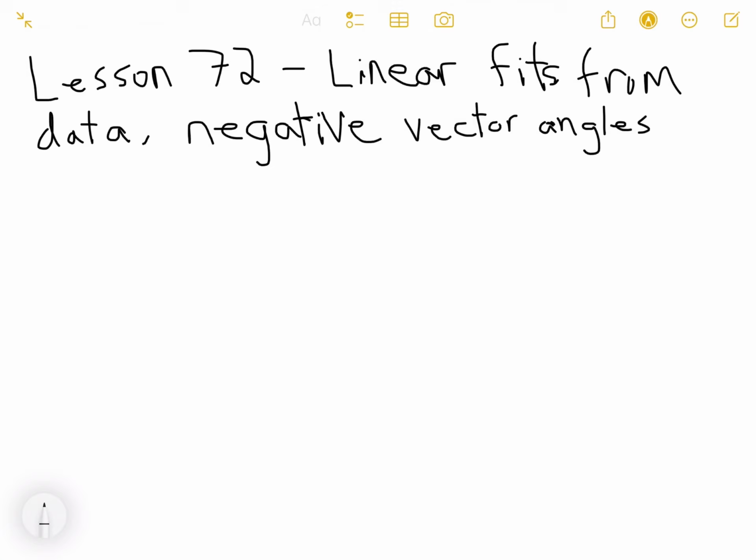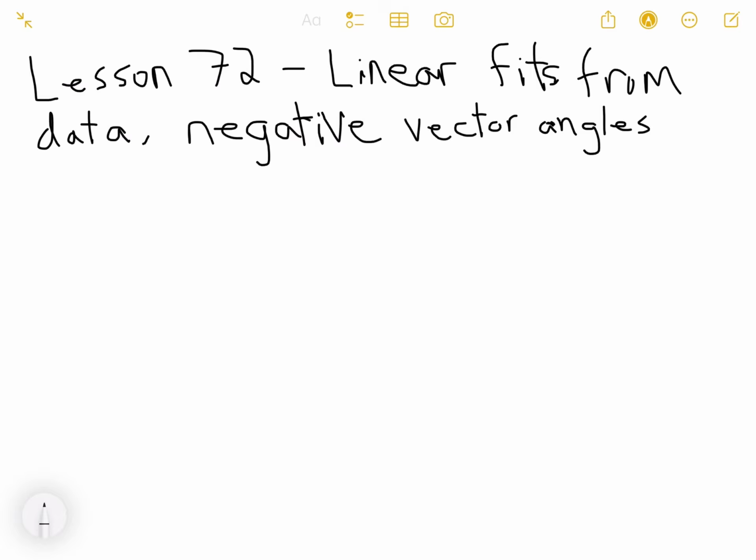All right, so lesson 72 here, we have linear fits from data. So this is showing an equation of a line based on data, and then we have negative angles. If I'm given this, let me give some idea of what we're going to do, some steps first.